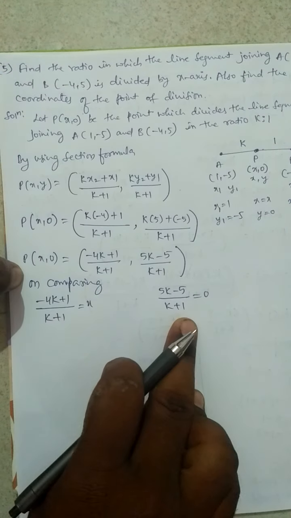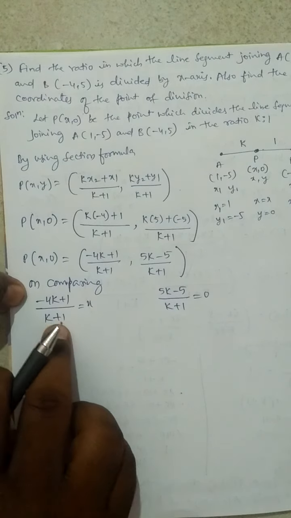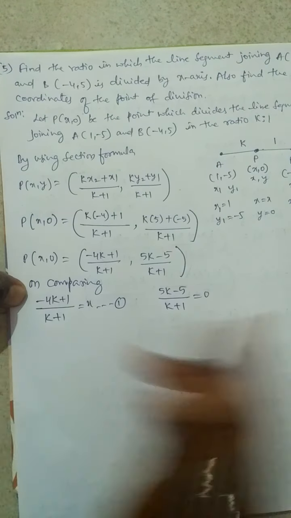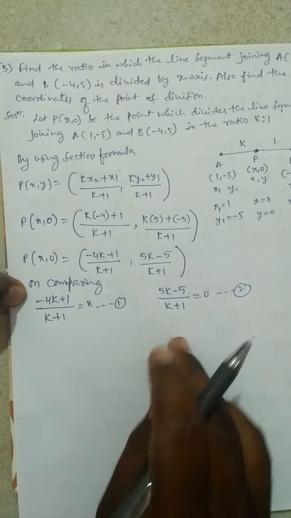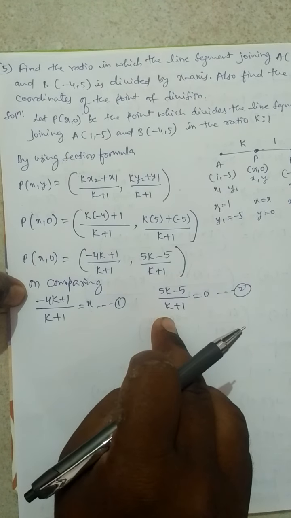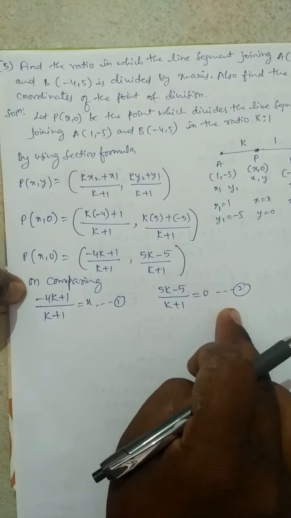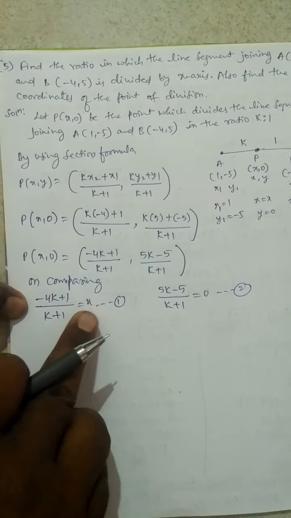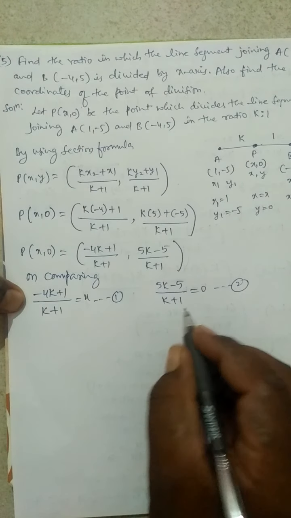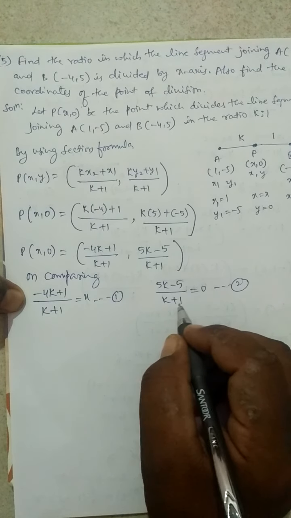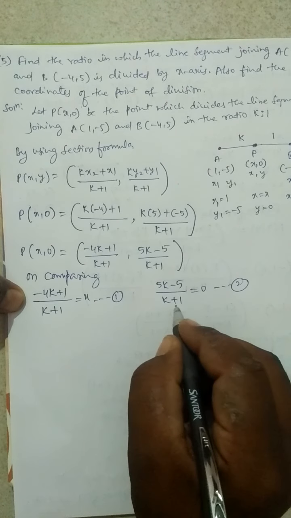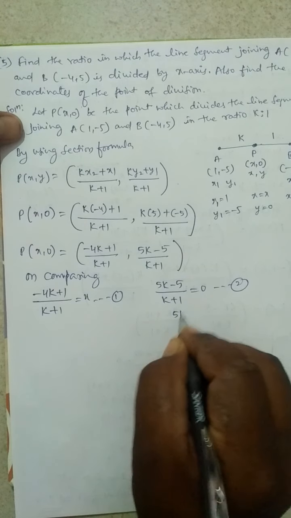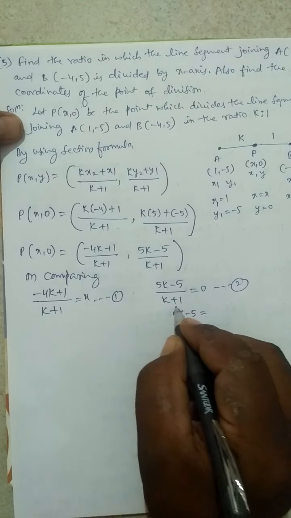Now we have to find out k first, because in equation number 1, 2 variables are there. In equation number 2, only one variable is there. If you solve equation 2, we will get k value. That k value, if you substitute in equation number 1, we will get x value. So now solving equation 2, what happens? We have to follow the cross multiplication method. So 5k minus 5 is equal to (k plus 1) into 0.